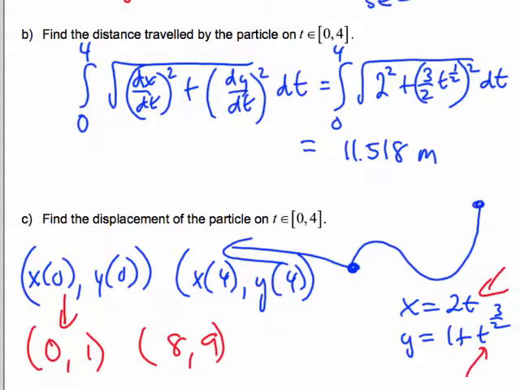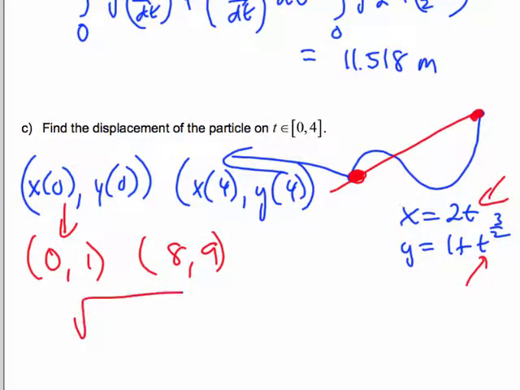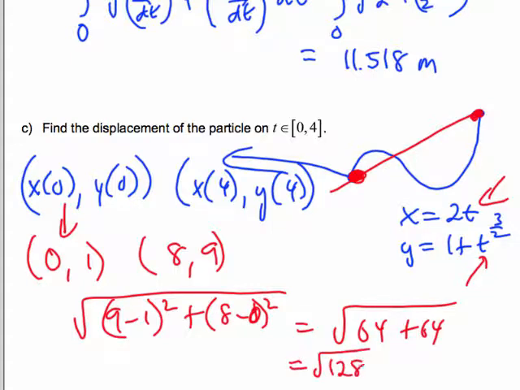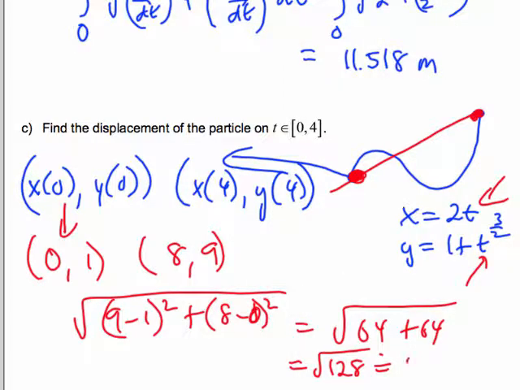Okay? So to get our displacement, we need the distance here. Not the length of the arc, but just the distance of the line segment between there and there, which we can get through the distance formula or Pythagoras. So that's 8 squared plus 8 squared, which is the square root of 128, which is approximately 11.314 meters if the units were meters.